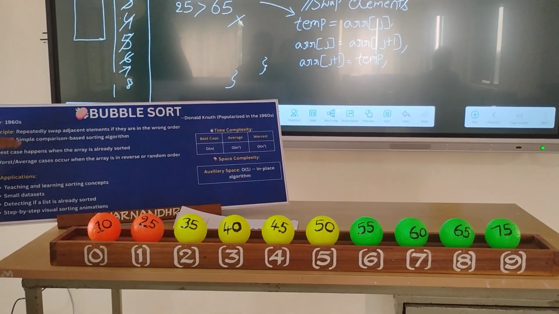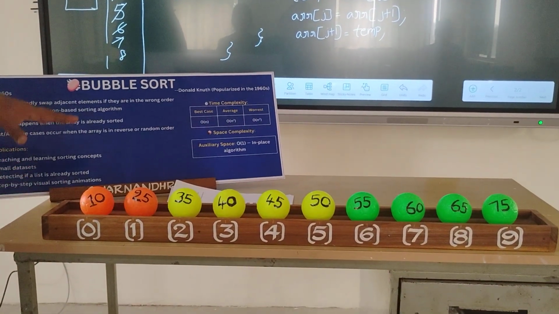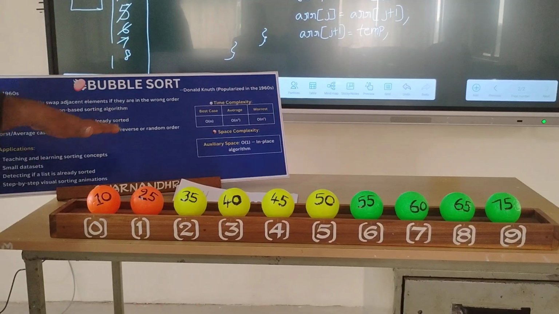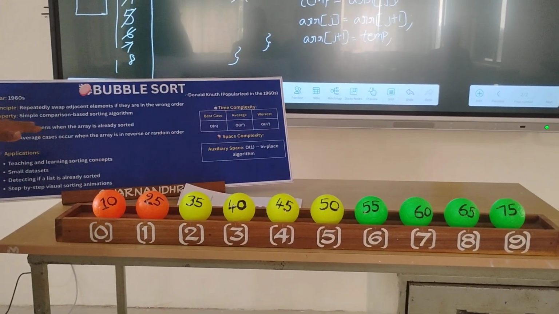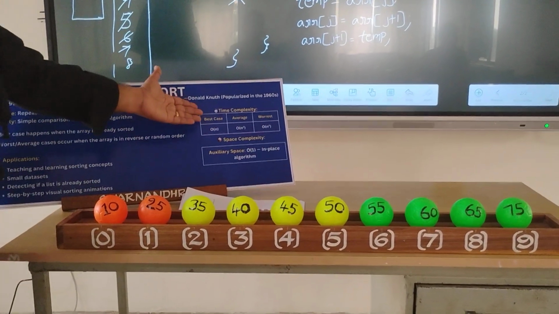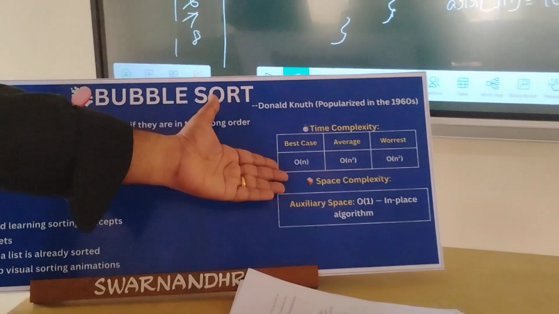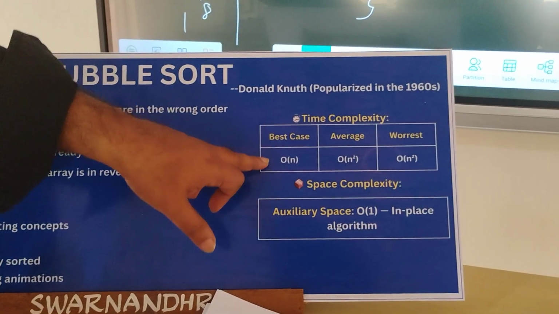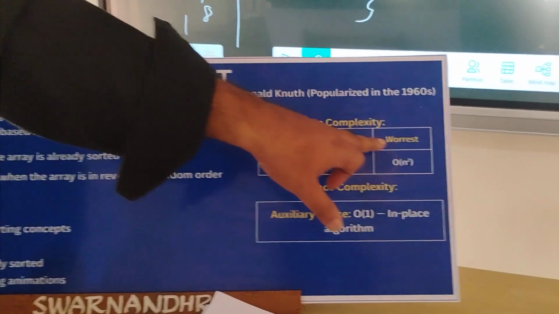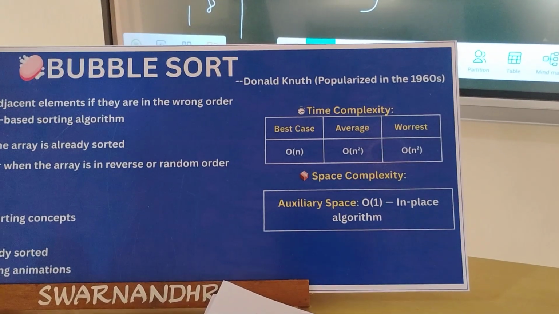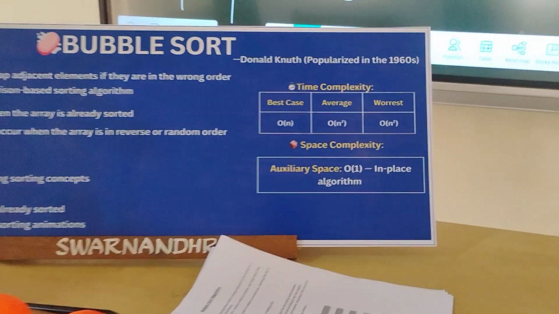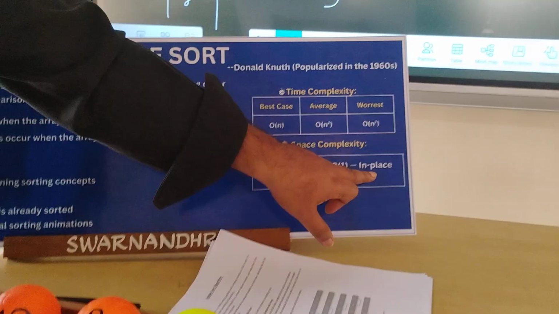The major idea behind this is to compare adjacent elements. What is the time complexity of this algorithm? Best case, when you are given an already sorted array, is order of n. Average is order of n square. Worst case is order of n square. So the auxiliary space is order of 1, an in-place algorithm.